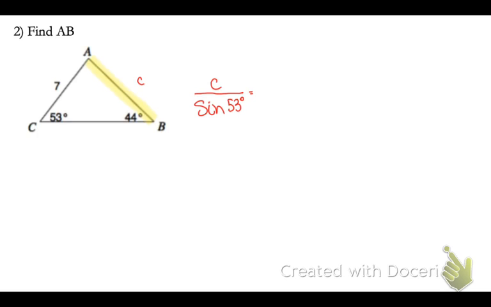The angle and the side we were given are across from each other. So it'll be 7 over sine of 44. To solve for C, we need to multiply sine of 53 to the other side to isolate C. And when you plug that into your calculator, we will get C equals 8.